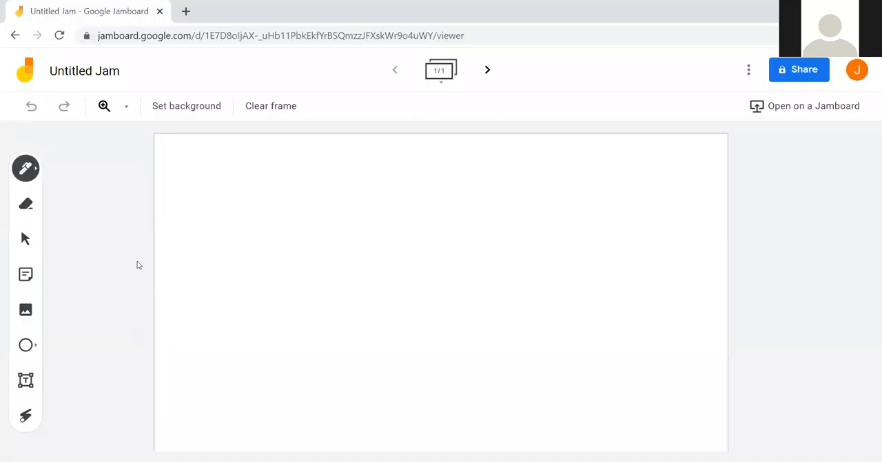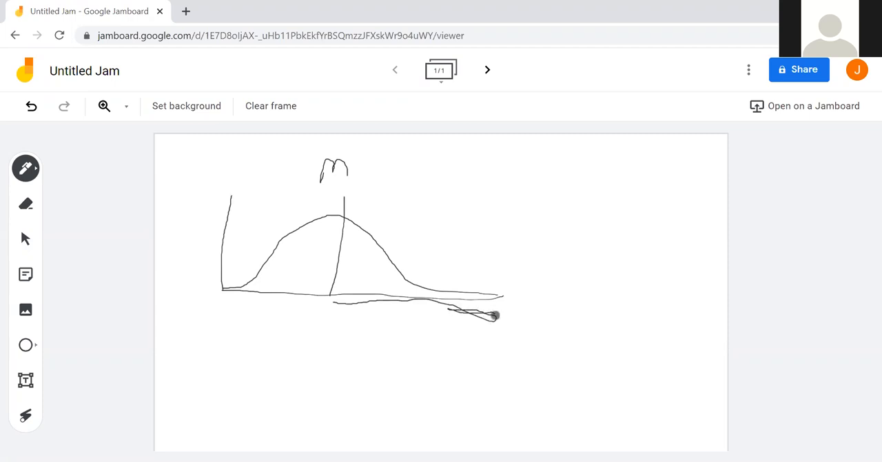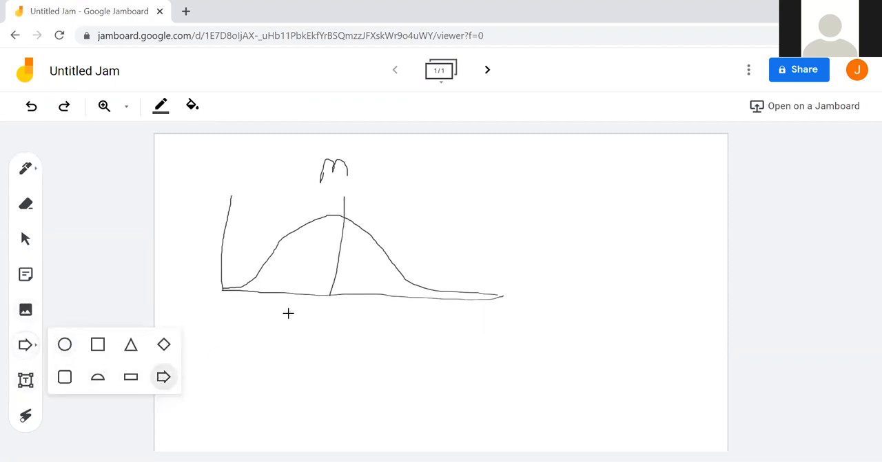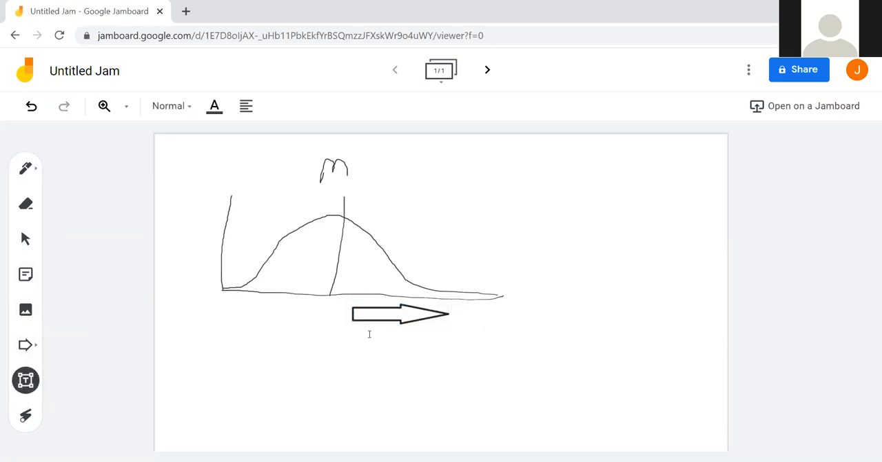On this, we have a normal distribution. So on here, you would have your mean. Z is positive on this side. And on this way, flip it around.